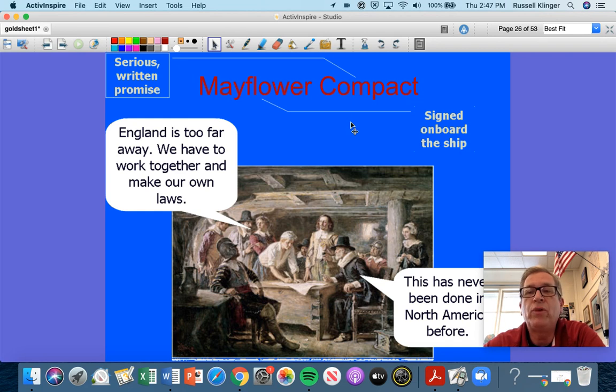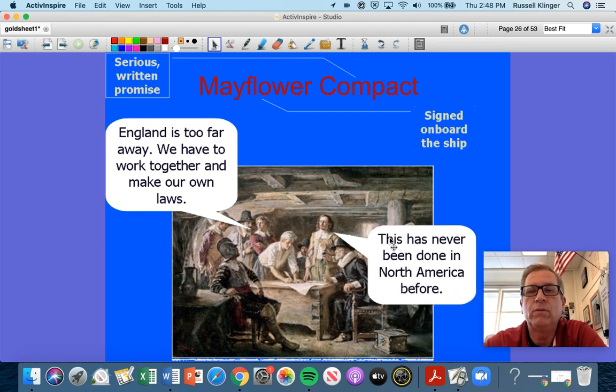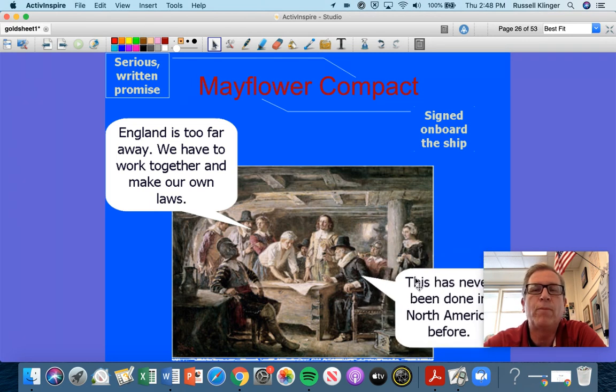So when we talk about Plymouth Colony, which you guys studied a little bit in week number 3, and we think about what happened that makes the Plymouth Colony so special, is that they're going to sign an agreement while they're on their ship, the Mayflower, before they ever actually leave the ship and go out and establish themselves in what is the present state of Massachusetts, right? So they said England is too far away. We have to work together and make our own laws. And therefore, what do they do? This has never been done in North America before, but ultimately they decide to create the beginning of a democracy, right? Where the people will have a vote, the men will have a vote anyway, and they'll make decisions based upon a vote, and that's how they'll do this, okay?